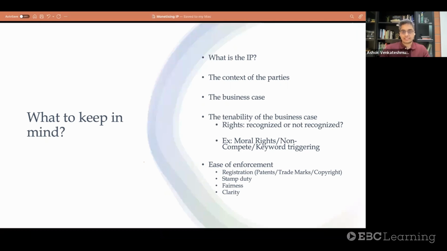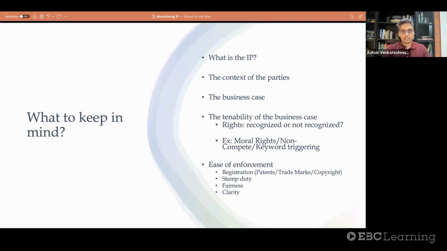Right? Now, we have obviously reflected on the duty of the lawyer to reflect on the fairness of the business case. We also have to reflect on the tenability of the business case. Rights could be numerous, right? But the question is, are those rights recognized under law? Are they enforceable under law? Okay. We already discussed the example of moral rights, and a clause that says the moral rights are being transferred whether through assignment or through license. There could be potential questions regarding enforceability, especially in cases of assignment, right? And the workaround also we discussed, which is to give a waiver instead.